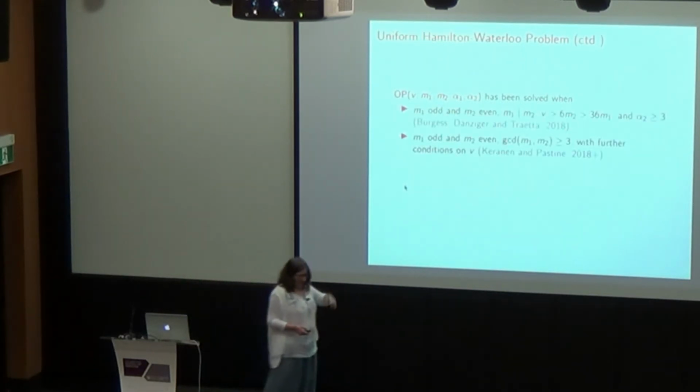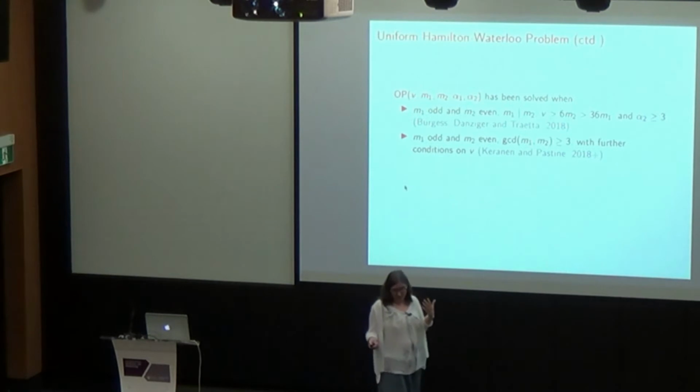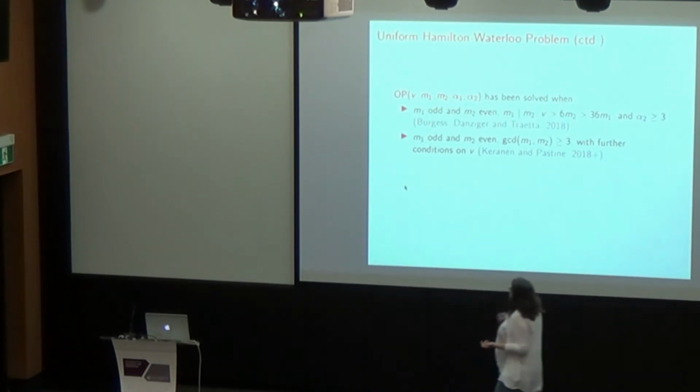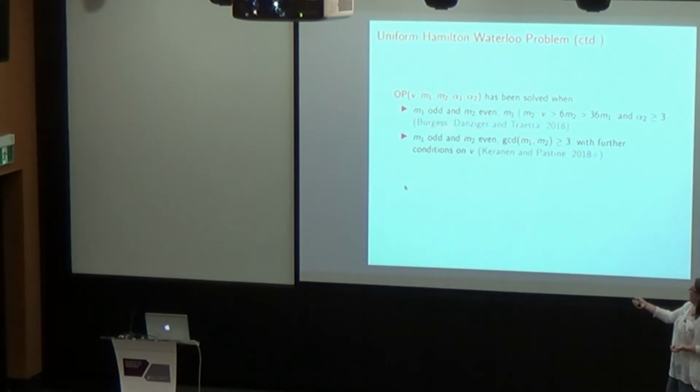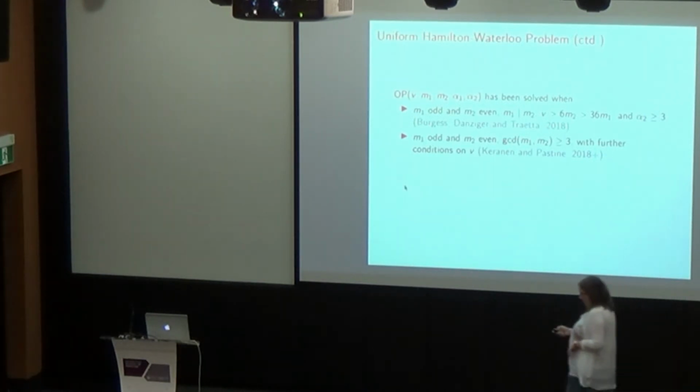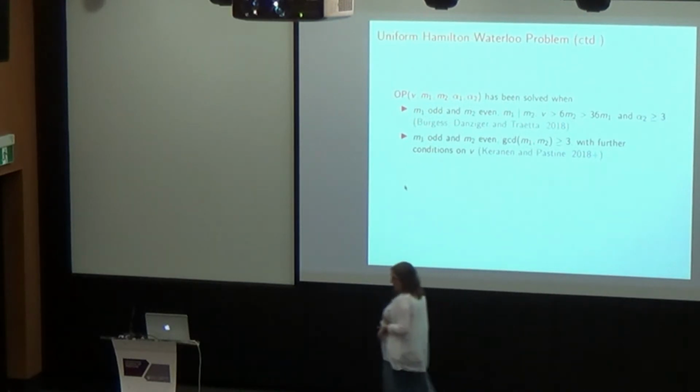In the case that we have our cycle lengths of different parities, again, we were looking at this at the same time as this other group, and so we have some complementary results here. We have some results when the odd cycle length divides the even cycle length, and they have also some results when these 2 lengths share a common factor, at least 3.